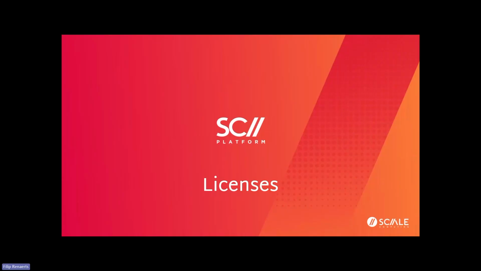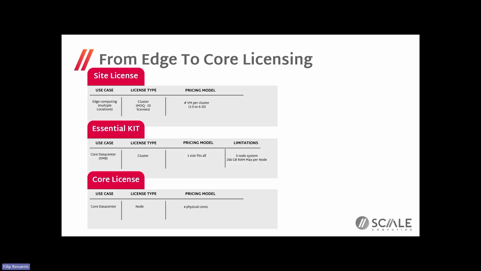That brings me to probably a question that you had from the start: how is the pricing looking? How would that work with licenses? We try to keep things simple. As our platform goes from edge to core, we start with a site license. That site license is aimed at multiple locations. So if you have 10 locations and you are just running 2 VMs that need high availability, then Scale Computing will be a really good fit for those. Then we go to an essential kit.